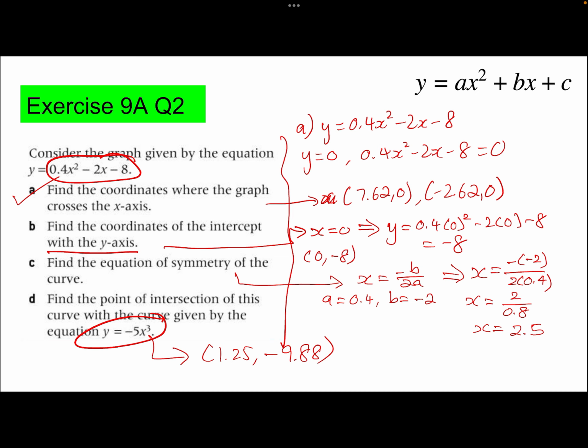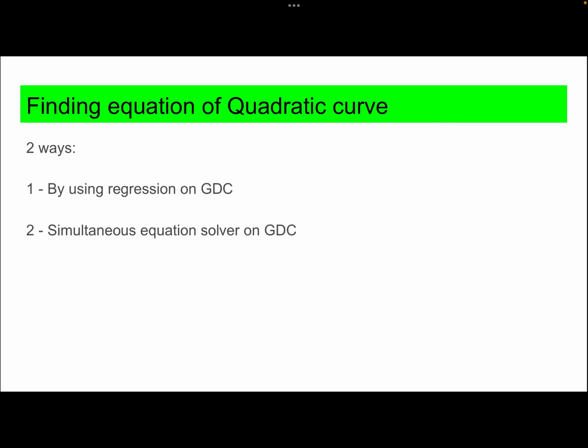But at least, like I said, this video is meant to be for the AI students primarily. So again, we're going to be using the GDC to get this done. So the next part of the video, I just want to talk about finding the equation of the quadratic curve by looking at the regression feature on the GDC. And of course, we could also use the simultaneous equation solver on the GDC. I just want to show you both ways, and you could figure out which one resonates with you the best.